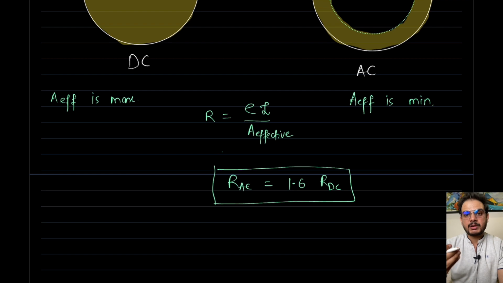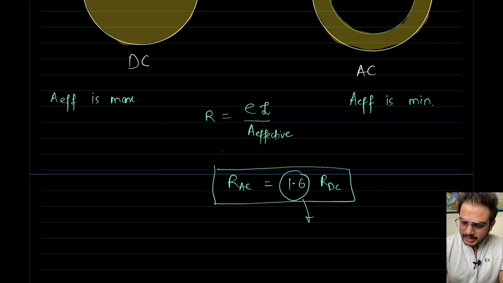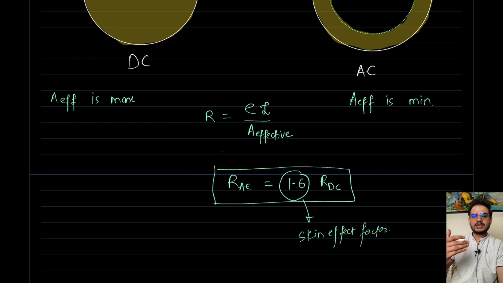That is nothing but by the factor of 1.6, and this 1.6 factor is called as what? Skin effect factor. Because of skin effect my AC resistance is increasing. That is the main drawback of the skin effect. That is why this is the disadvantage in our power system.